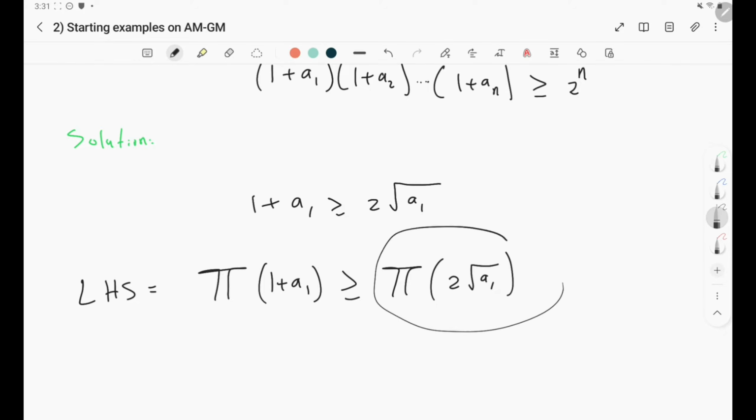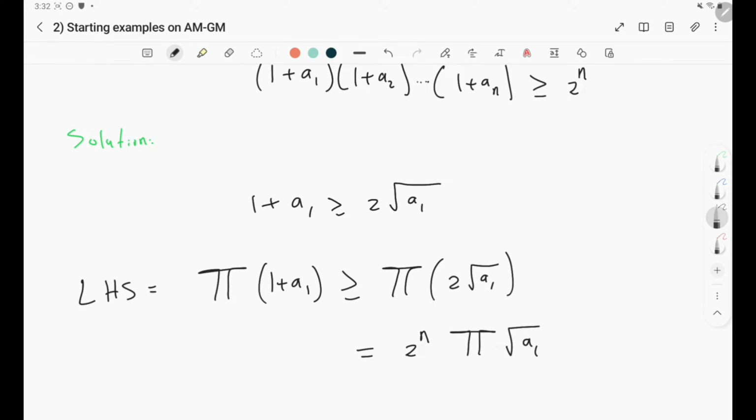But the RHS, is it cool? Is it what we want? Let's see. First of all, we've got pi of 2 times something. So we've got many 2's. How many 2's? 2 to the n. Okay, perfect. We've got what we want here. So actually, this is 2 to the n times the pi of root a1.